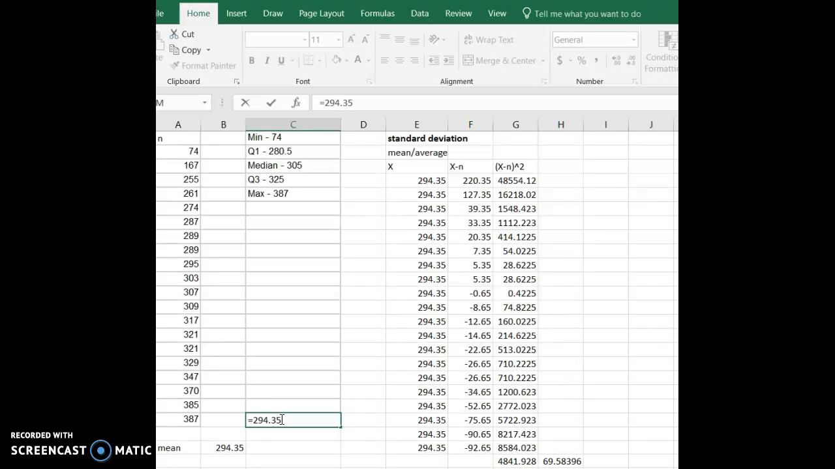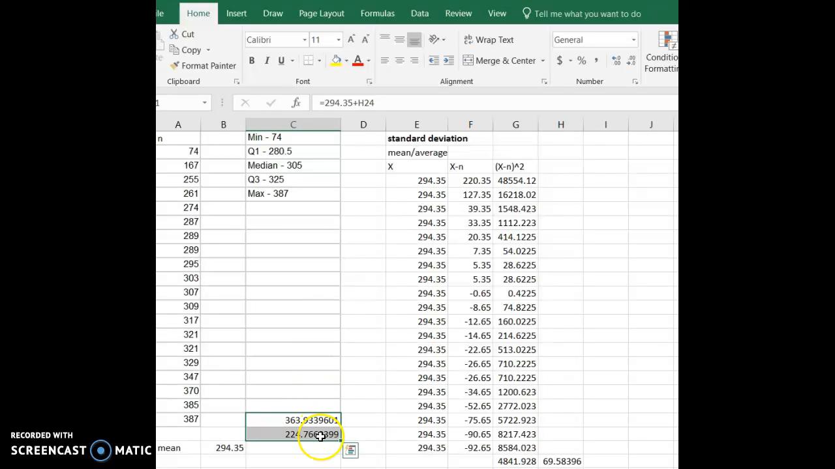294.35, either plus this 65.58396, or it equals 294.35 minus the average difference. Enter. So I'm saying basically that the results, the standard deviation in Matthew's results, are that most of his numbers are between 224.76 and 263.93.